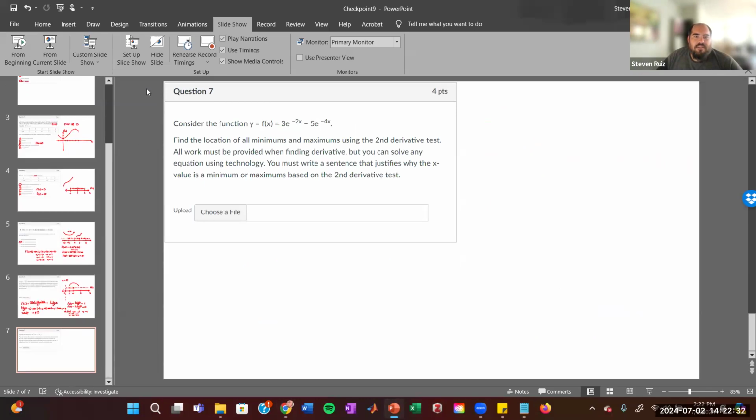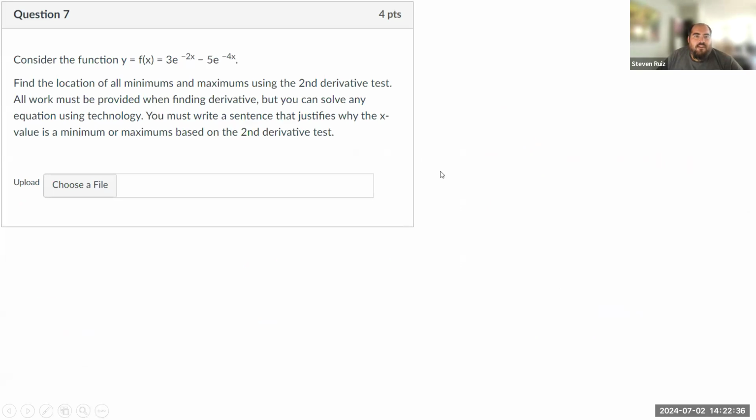So coming back to our last question here, question 7. I have a function. I want to find the location of all mins and maxes using the second derivative test. So these are exponential functions. The domain of this function is going to be every value of x. So let's say this first: we'll know that x can be any real number.